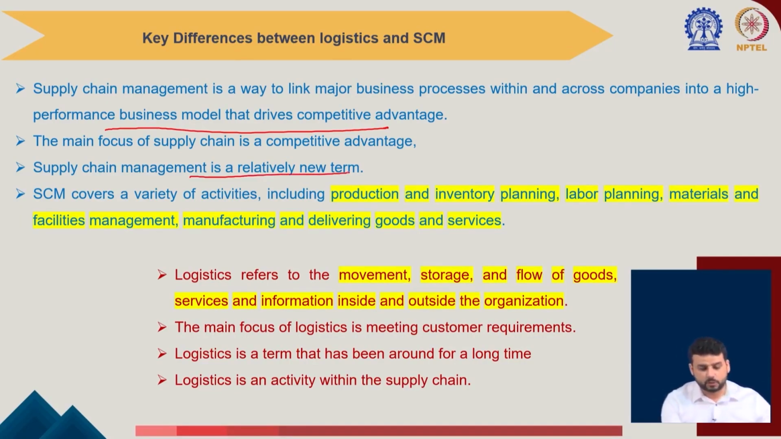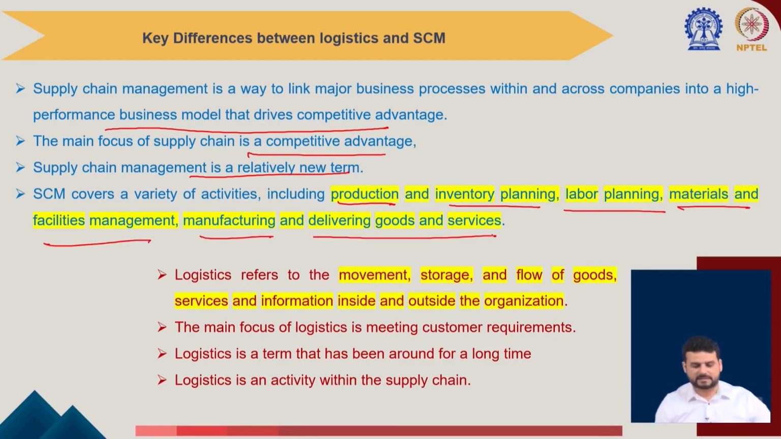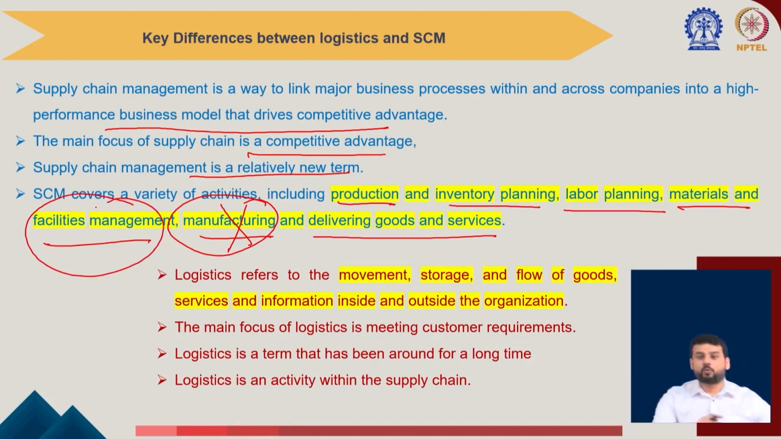It is a relatively new term which has come from logistics only, right? And it will provide you the competitive advantage. The different activities are production, inventory, labor planning, material, facility management, manufacturing, delivery of goods and services, right? In logistics, we were not talking about how you convert the raw material into the finished one. That is part of this. Facility management is where you need to locate your manufacturing facility and your warehouses. These are the kind of decisions we will discuss in supply chain management, which are very important. How you should design your logistics, outbound logistics, inbound logistics.